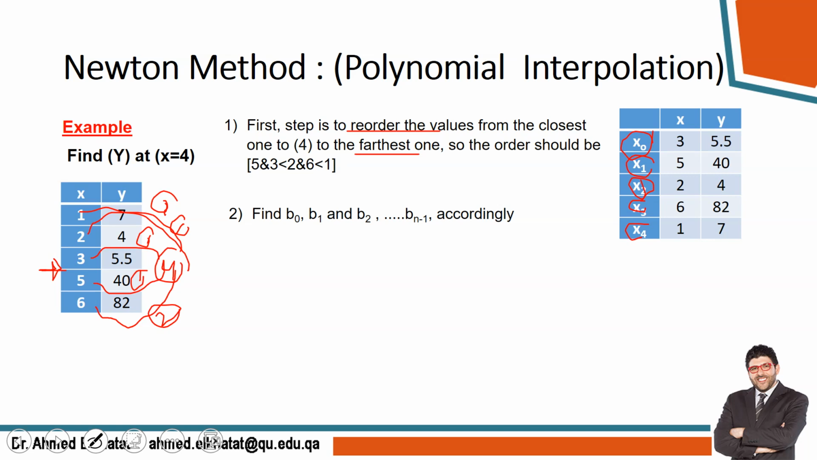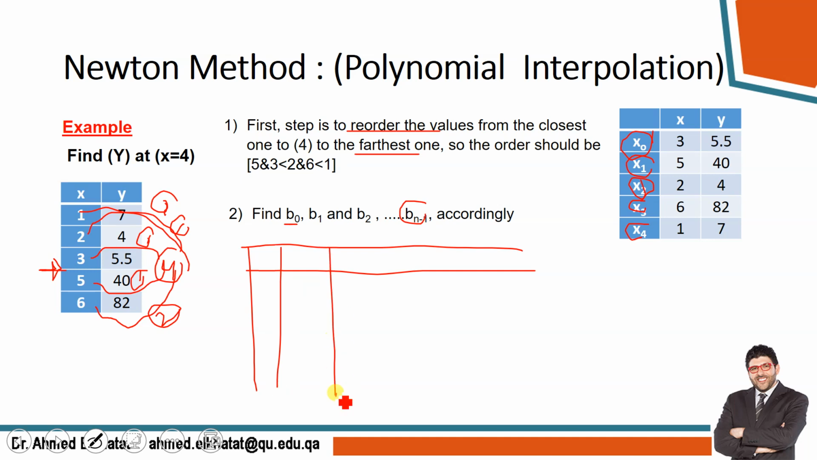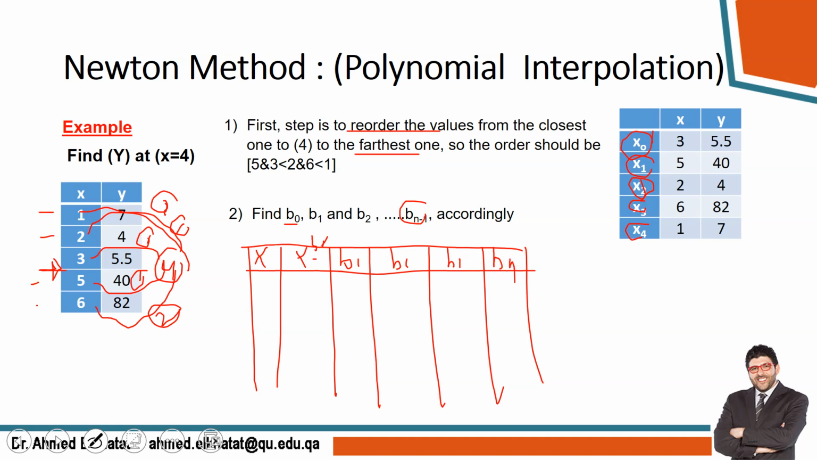Now the second step: we want to find the p values, from p0 until p(n minus 1). So we want to create a table like this. Here we have x, and here we have y, which is p0, and then we want to create p1, p2, p3, p4, because it is n minus 1 and we have 5 values, so we have p4. Then we'll put the values according to the following steps.